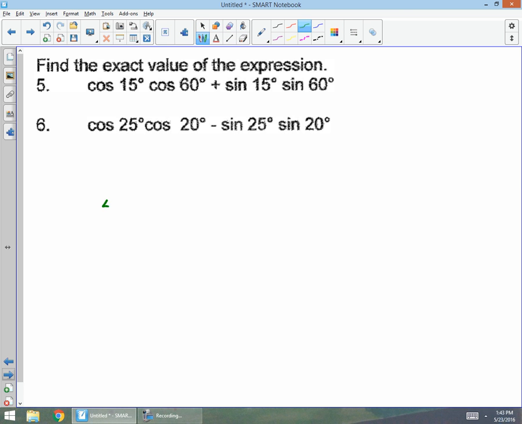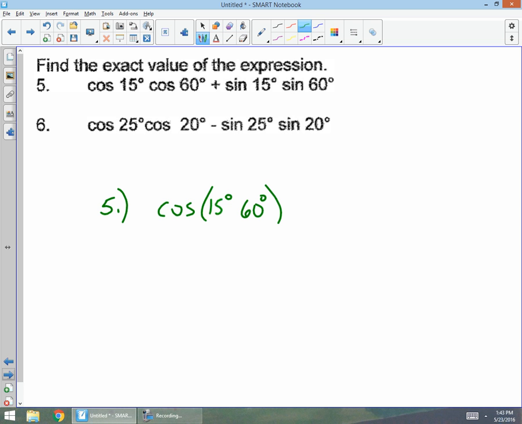So in question 5, we have to, one, identify. I think you're probably getting pretty good at this. Is this a cosine or a sine question? Well, that one has cosine, cosine first, so it's a cosine question. What's the u value? In this case, it'd be 15, and the v value is 60 degrees.